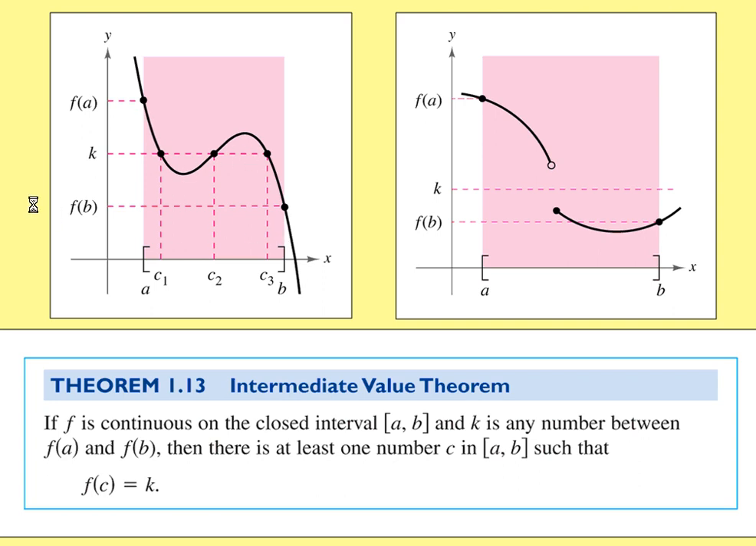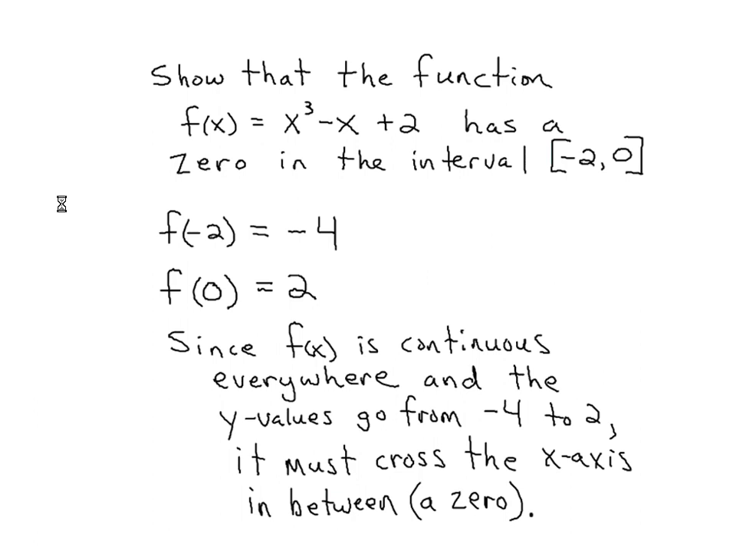All right, how are we going to use that in an exercise? Here's an example. Show that the function x to the third minus x plus 2 has a 0 in the interval from -2 to 0. So we're going to find that f of a and f of b that the theorem was referring to. I'm going to plug in the -2, and here's your a and b, by the way. This is our a and b. So I'm going to plug in f of a, f of -2, and I'm going to get -4 out of it. I'm going to plug in 0. So f of 0 equals 2.